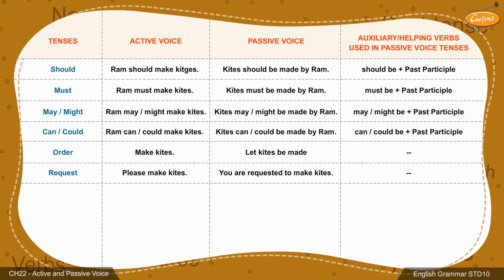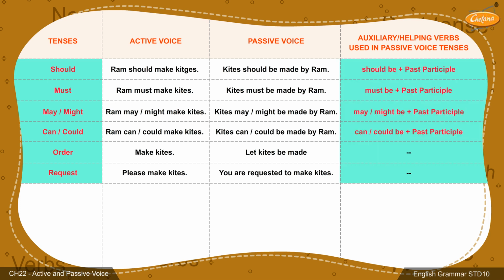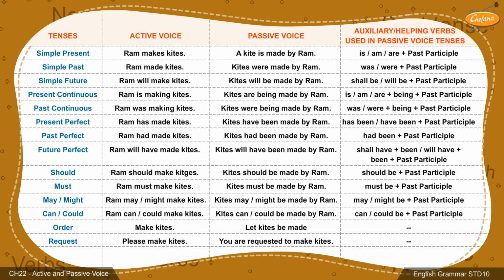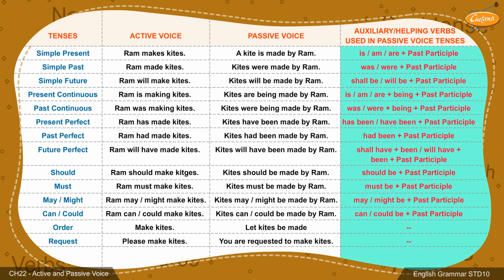Similarly, changes can be made when modal auxiliary is used in the sentences. Students, remember to use the same modal auxiliary in the passive voice along with the auxiliary be with the past participle form of the verb. For example, Ram must make kites. Passive voice would be, kites must be made by Ram. Students, try to remember the fourth column of the table so that you can comfortably change the verbs from active to passive voice.